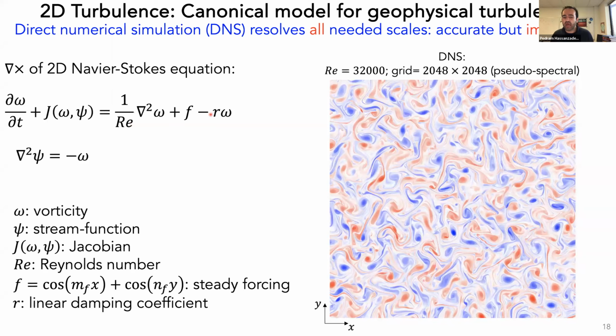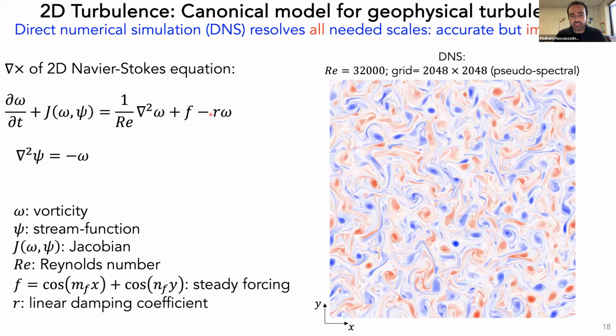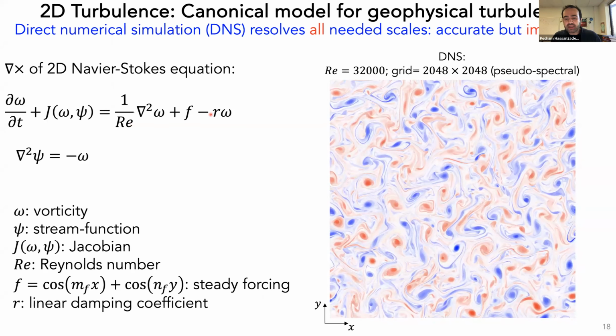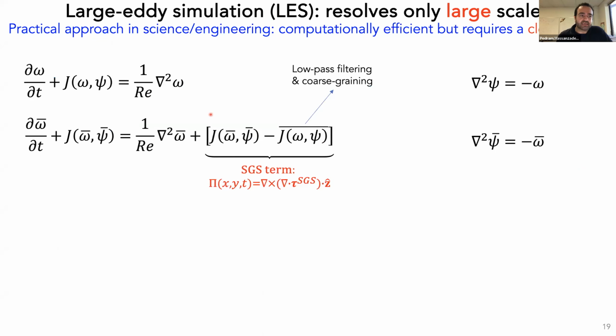Now, doing DNS for the climate system and for even many engineering problems is not possible. So what's done in practice is large eddy simulation, or LES, which, as the name suggests, we are only going to solve for the larger scales. Now, to get the equations for LES, we take the original equations and we low-pass filter them. That's what this overbar is. And we know that we can almost write these new equations only in terms of psi bar and omega bar, explicitly in terms of psi bar and omega bar.